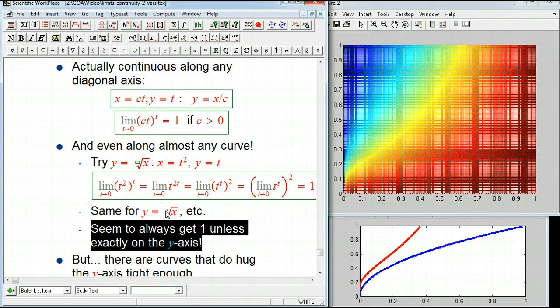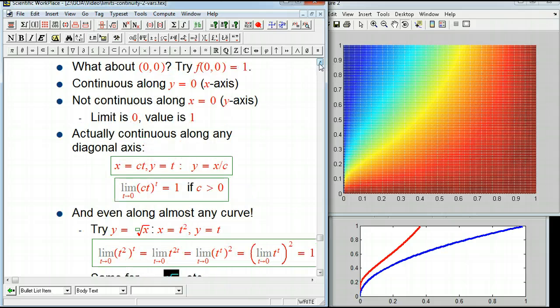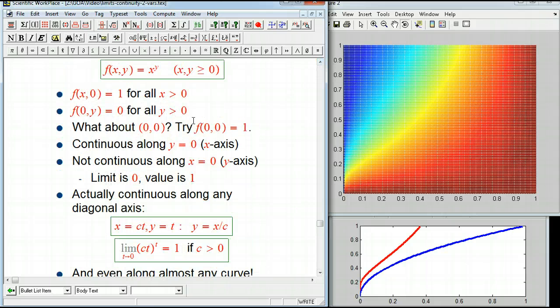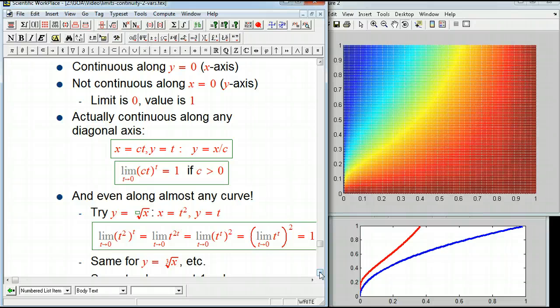It's true as long as this is anything just built out of pure algebra. Okay, just like roots and powers. It's really trying to be 1. That's why, as I said, it actually makes a lot of sense to define 0 to the 0 to be equal to 1, because it makes this thing almost continuous, except if you really try hard to hug that y-axis.